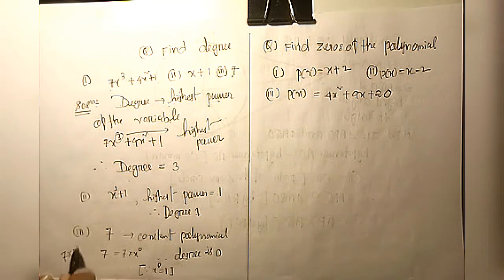Don't get confused with x to the power 0 being 1, because when the power is 0, the value is equal to 1. So, 7 equals 7 into x to the power 0.